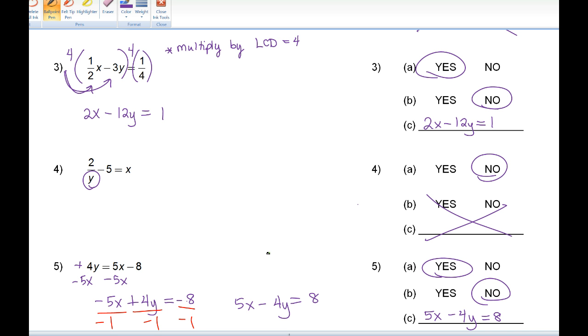So what if there was 1 over 3x? Okay, if it was 1/3 and 1/4, think about that. If I had 1/3 and 1/4, and I wanted to add these together, what would be my least common denominator? 12. What if I had 1/3 and 1/9? What would be my least common denominator? 9. So whatever would be your least common denominator, that's what you have to multiply both sides by. Okay. Let's take a look at the next page.